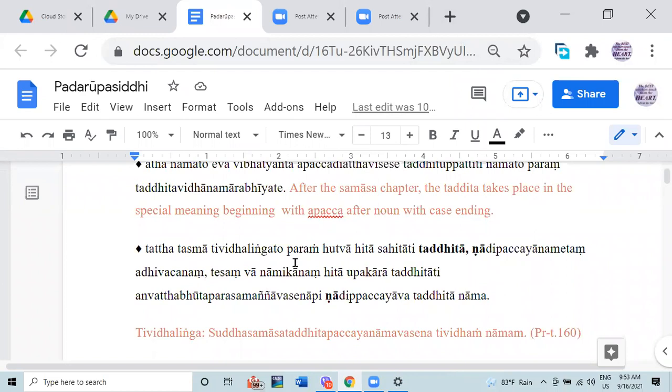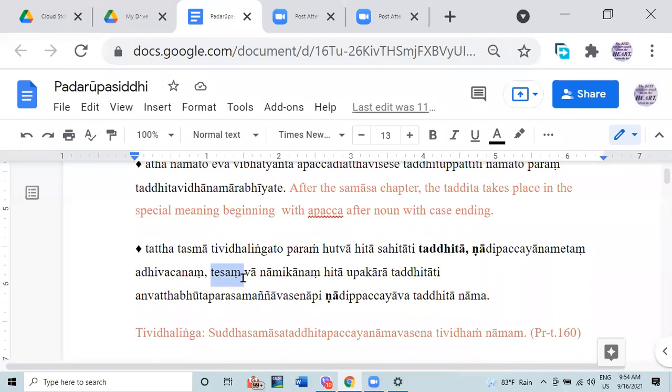So this, on the other hand, alternatively, this namikana hita upakara taddhitati anuttha buddha prasamanya vasenapi nari pajaya wa taddhitanama. Nari pajaya wa taddhitanama.